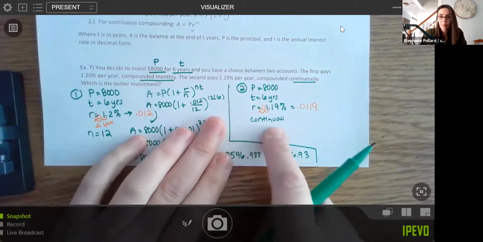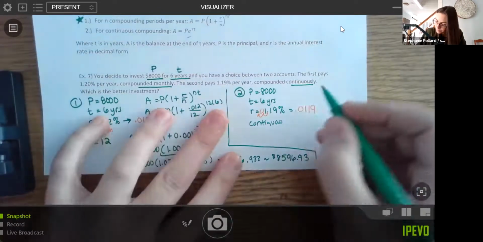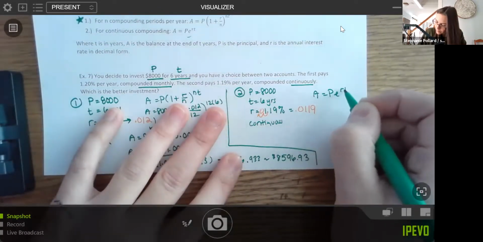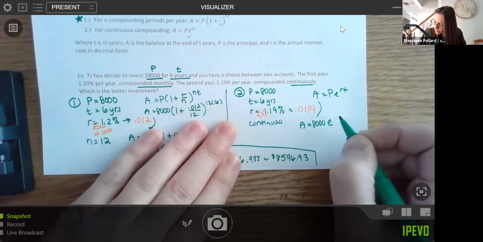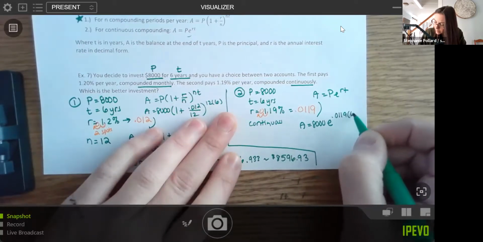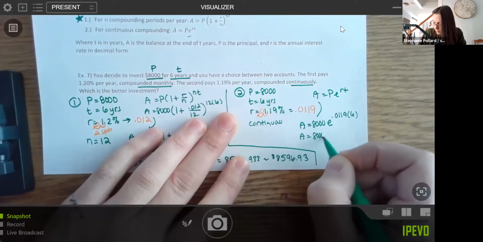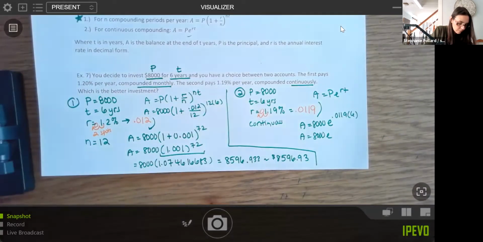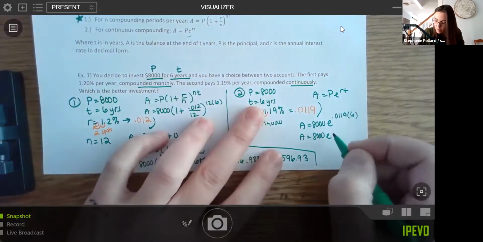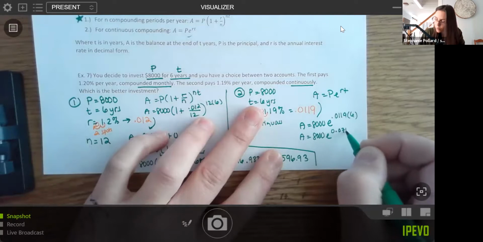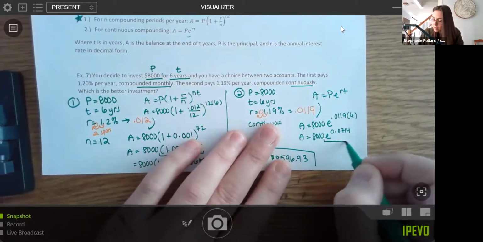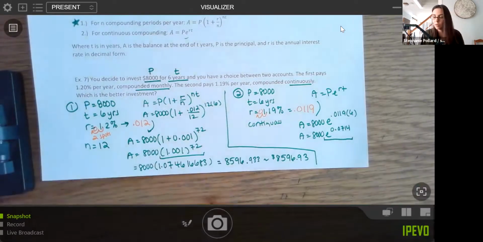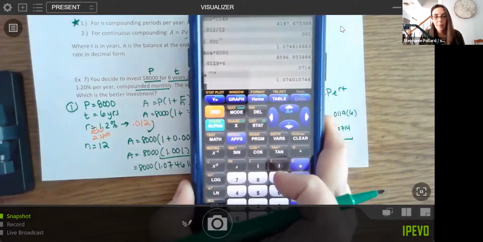If we're talking about continuous compounding, then we're using this formula instead. So I have A equals 8,000 E to the 0.0119 times 6. So this becomes E to the 0.0714. I'm using all my decimal places. With exponentials, it's really easy to get rounding errors. So you want to use lots of decimals. And then I'm going to type E to the 0.0714. So again, I'm just using my calculator here to do those pieces for me.